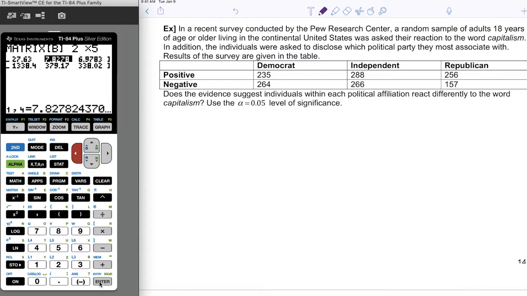In a recent survey conducted by the Pew Research Center, a random sample of adults 18 years of age or older living in the continental United States was asked their reaction to the word capitalism. In addition, the individuals were asked to disclose which political party they most associate with. Results of the survey are given in the table. Does the evidence suggest individuals within each political party react differently to the word capitalism? Use the alpha equals 0.05 level of significance.